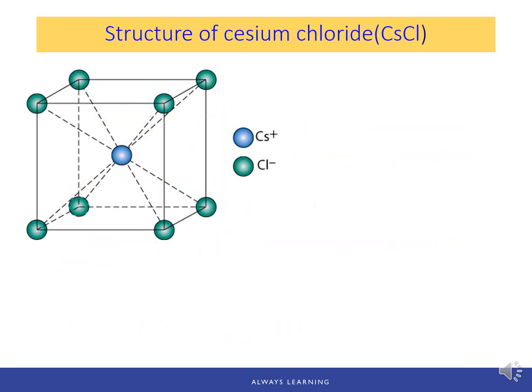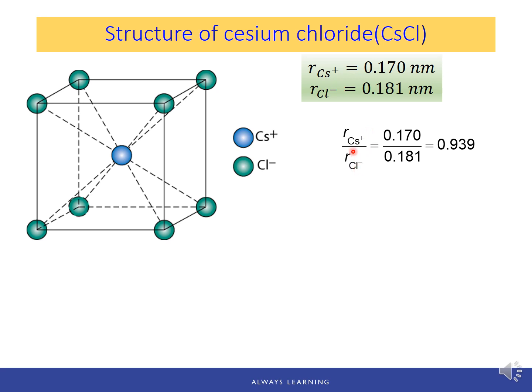Another common AX compound structure is the cesium chloride structure. Here you're looking at a unit cell for cesium chloride. First, let's check the ionic radii. The radius of the cesium ion is 0.170 nanometer, and the radius of the chlorine ion is 0.181 nanometer. So the ratio of rC over rA, the radius of the cation over the radius of the anion, is 0.939, almost 1. That means the sizes of those ions are very close.